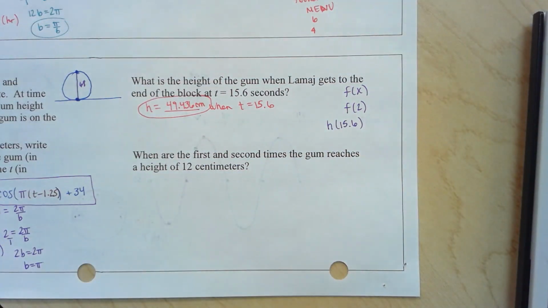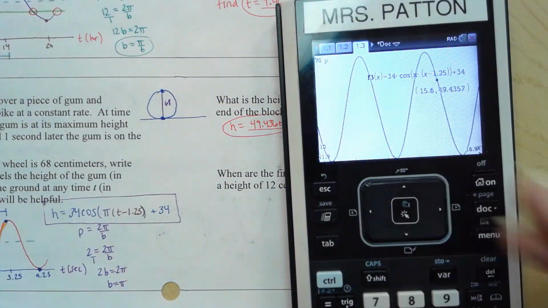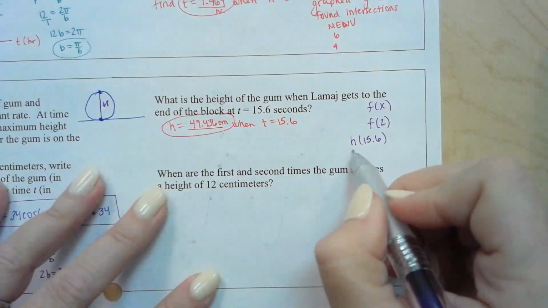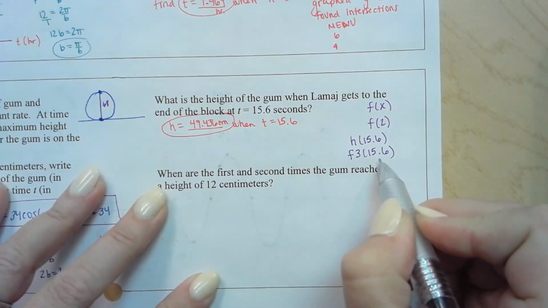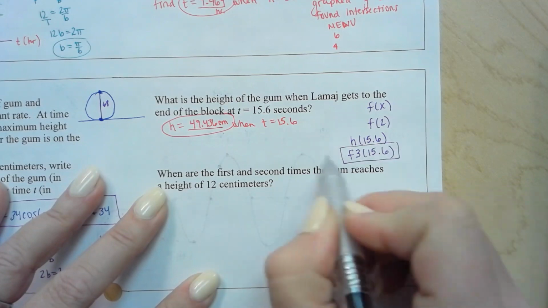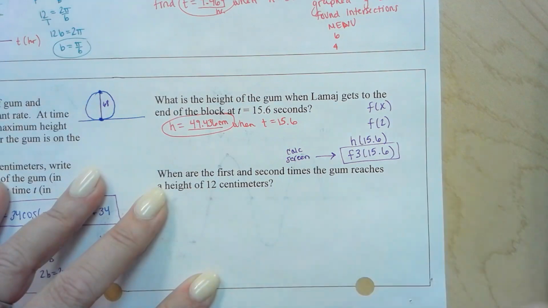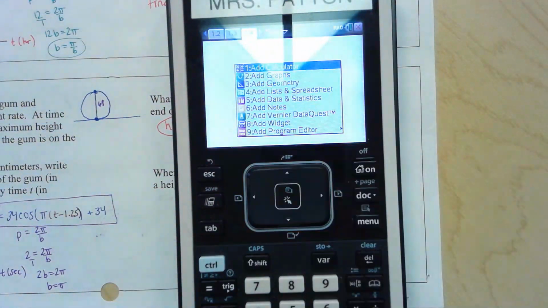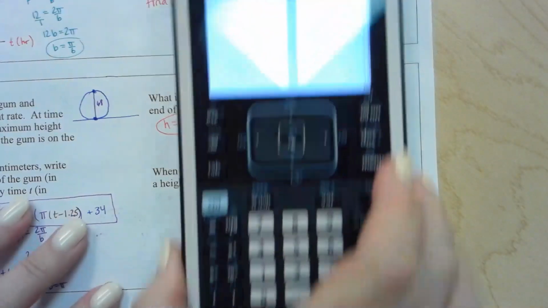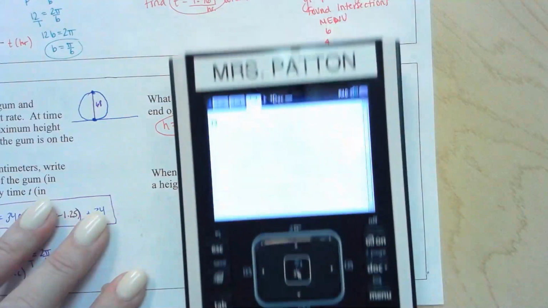But we didn't call the graph h. What did we call the graph? Mine says f3 of x. All right. So I'm going to say I want f3 of 15.6. I'm going to go back to a calculator screen, not a graph screen. So I'm going to add another page. I'm going to go to a calculator page, and I'm just going to go to the bottom of my calculator. I'm going to get the f, then the 3. Look what's happening on the screen up here.